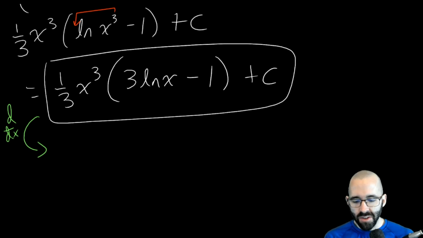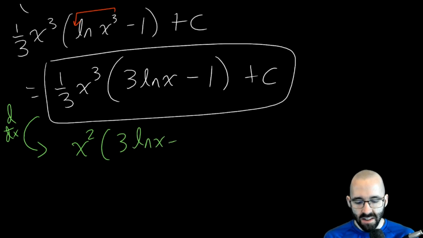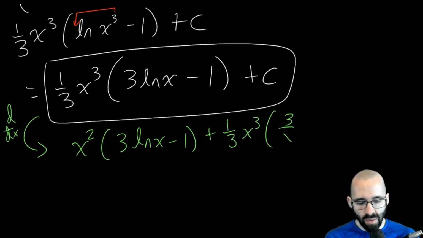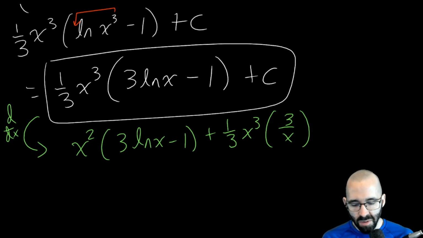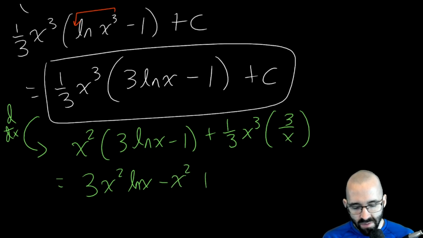So we're going to have to use the product rule. The derivative of the first guy is just going to be x squared. Second guy stays by itself. And then the first guy times the derivative of the second, it's going to be 3 over x, like so. And we simplify this, and that's going to be 3x squared ln x minus x squared plus x squared.